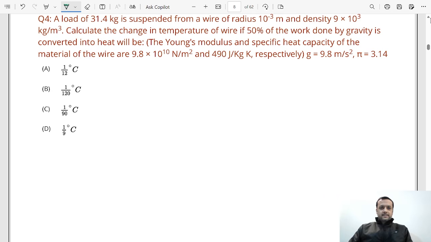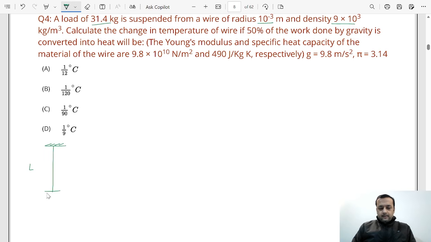So in this question, basically there's a load of 31.4 kg, which is suspended from a wire of radius 10 to the power minus 3 meter and density this. Okay, calculate the change in the temperature of the wire if 50% of the work done by gravity is converted into heat. Okay, now basically this question is a combination of Young's modulus and calorimetry. So if you understand what is happening, there's a wire. Okay, the length of this wire they have not given, I guess. So let's imagine that the length was L.